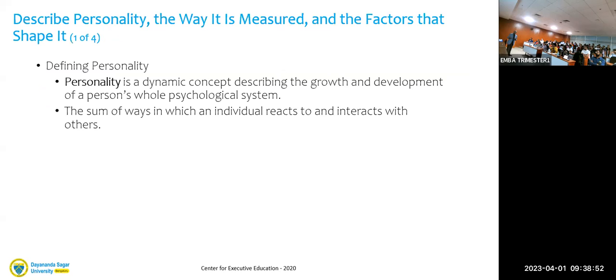So personality is a dynamic concept describing the growth and development of a person's whole psychological system. Personality fundamentally comes from psychology, and it grows from infancy. Unfortunately, we get many of our personality traits from family. If you had a grandfather or grandmother who was neurotic or emotionally stable, there's a good chance that you are also likely to be. You can also be neurotic, right? So you imbibe a lot of personality traits.